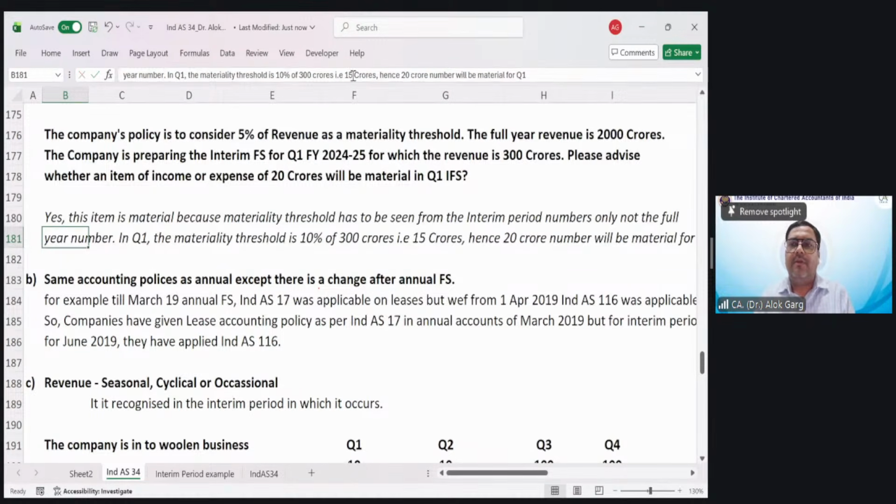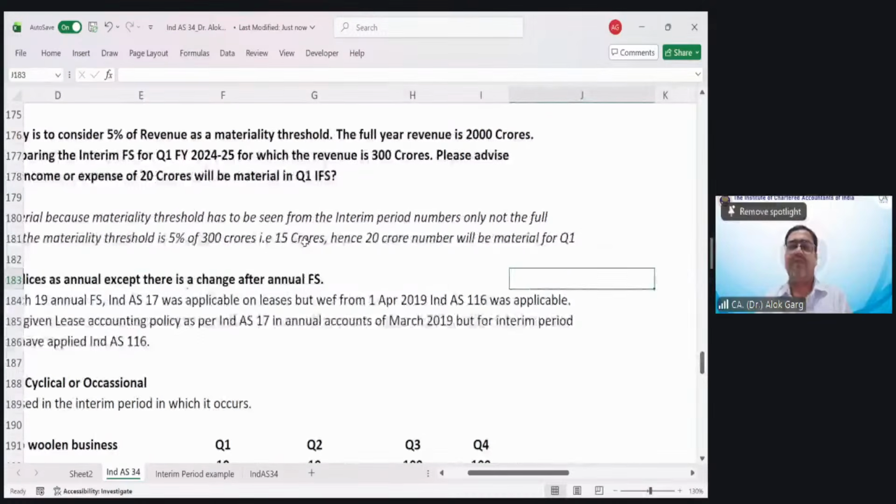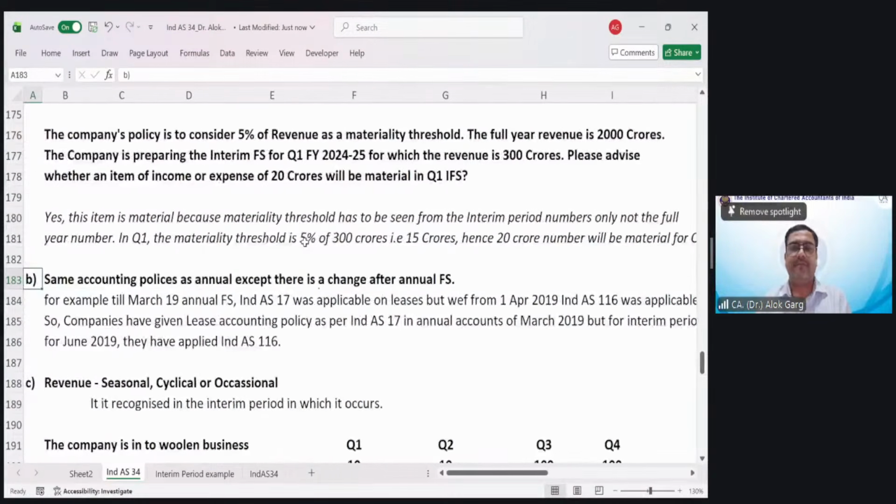Oh, my bad. Sorry. It is not 10%, it is 5% only, right? I think this is right. Hence the 20 crore number will be material for Q1. Is that clear? My bad, it is 5% only. I don't know, in the back of my mind 10% was going on. Clear? So materiality you need to look at from that period perspective.